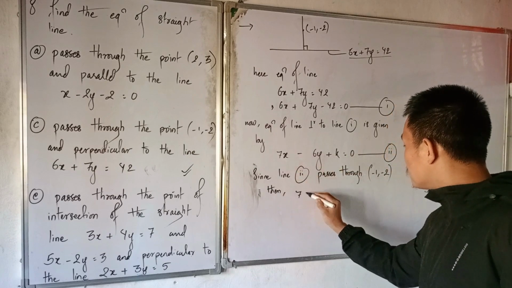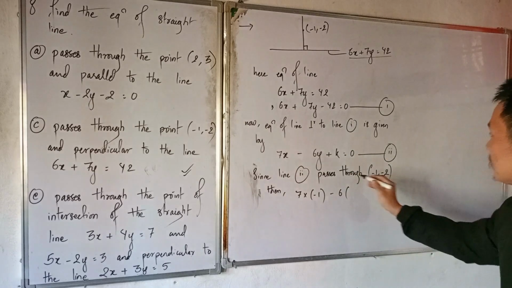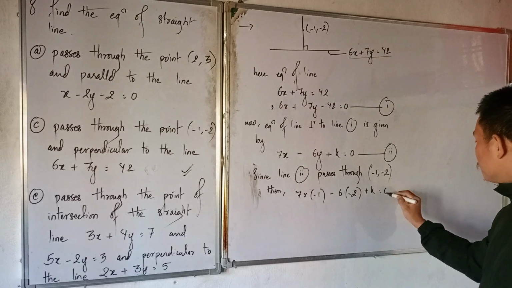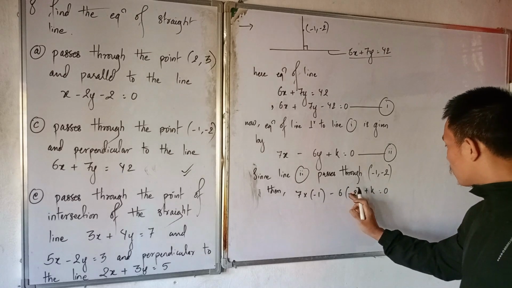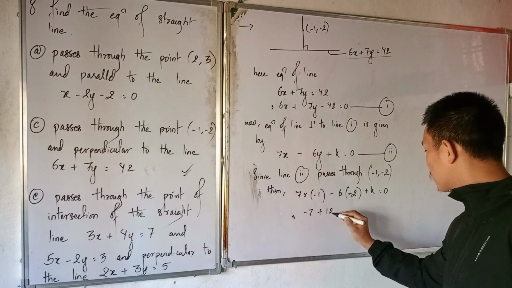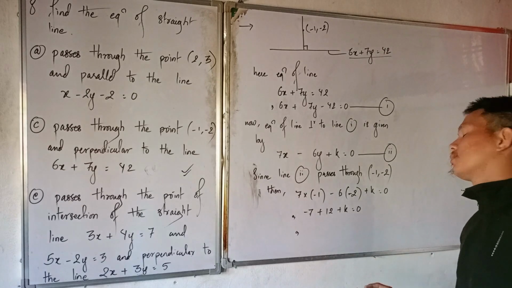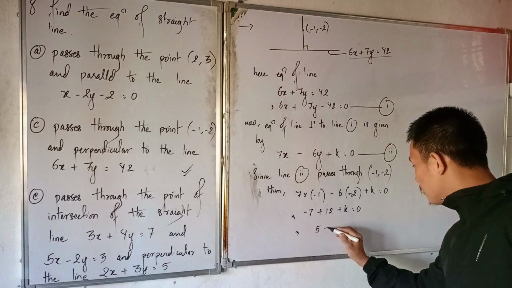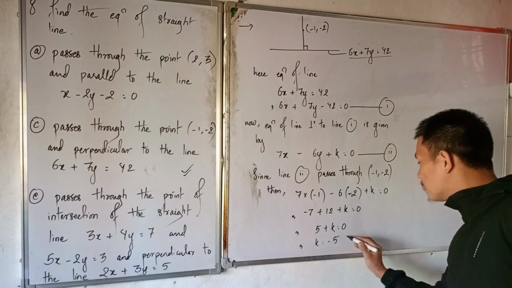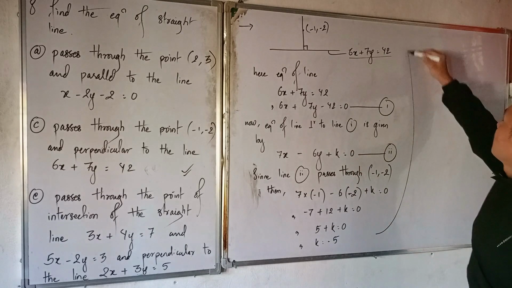7 into x we have -1, 6 into y we have -2, plus k equals to 0. Or this becomes -7 plus 12, that becomes 5, plus k equals to 0, or k equals to -5. Now just put the value of k here and you will get the required equation of line.